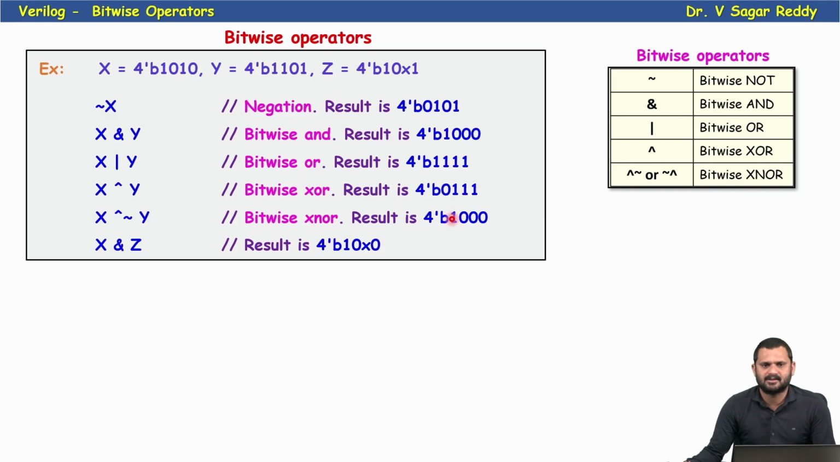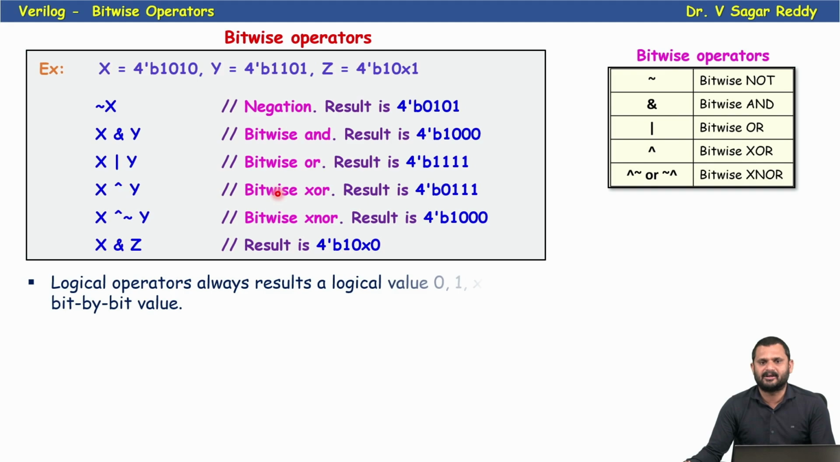Clear? In the same way XNOR. So X and Z here. See, the bitwise operator performs bit by bit. Now if you consider x and z: 1 and 1 is 1, 0 and 0 is 0. Where 1 and X, one operand is X. In the AND operator, now it is 0, so 0 and X is 0 only. Clear? So 0 and 1 is 0. So this is a simple example of bitwise operators.